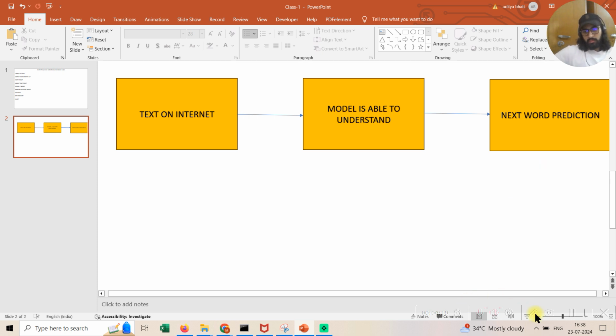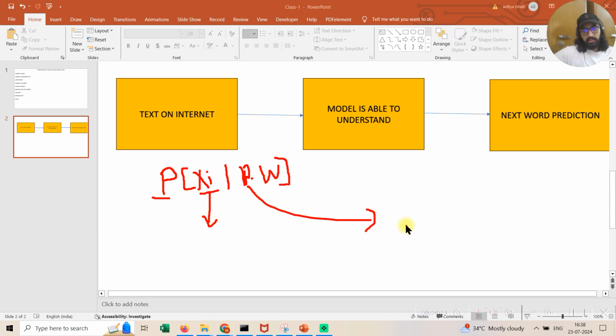I'm not sure whether I'll be able to write it or not, but let's try something. Basically the last layer is doing this: we have the probability of x_i, that is, what would be my next word given all the previous words. So it is something like conditional probability, what is the probability that this word will occur given so much context. So this is basically the context.